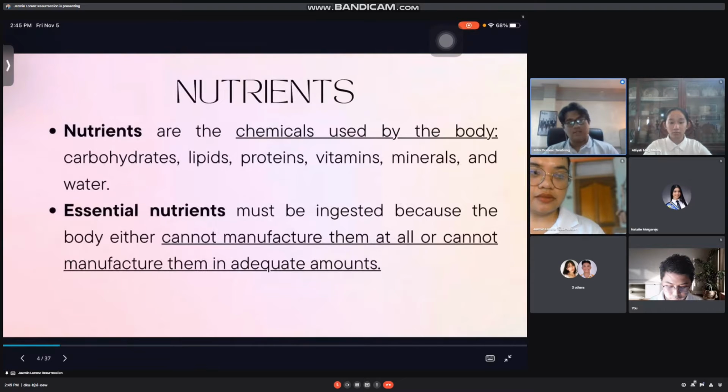So, nutrients are the chemicals used by the body: carbohydrates, lipids, proteins, vitamins, minerals, and water. Under these, we have the essential nutrients, which must be ingested because the body either cannot manufacture them at all or cannot manufacture them in adequate amounts. So, these kinds of nutrients are important since we cannot produce them. These nutrients are found in food or other consumable products.